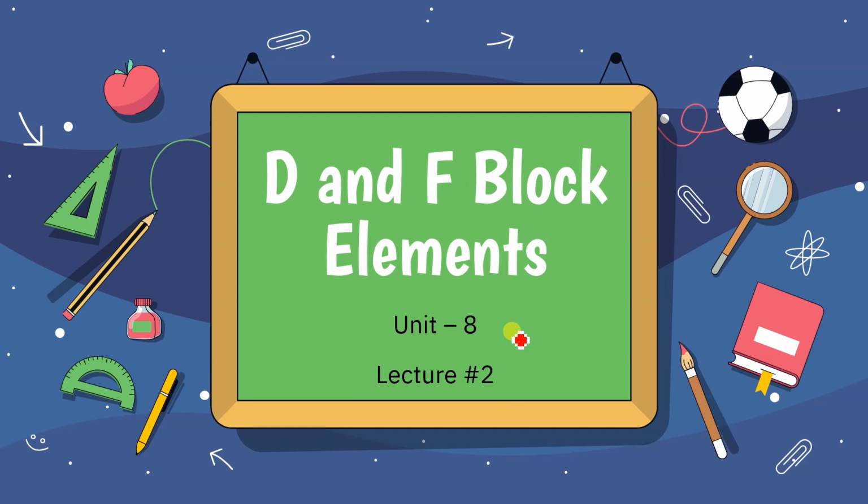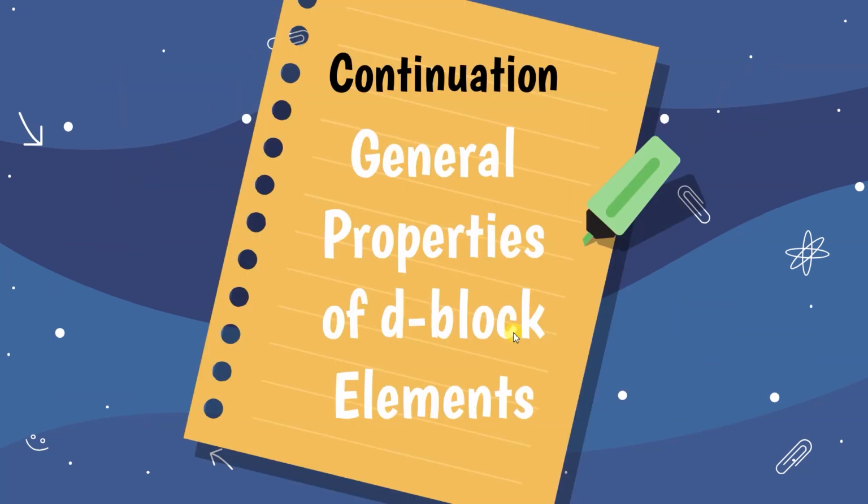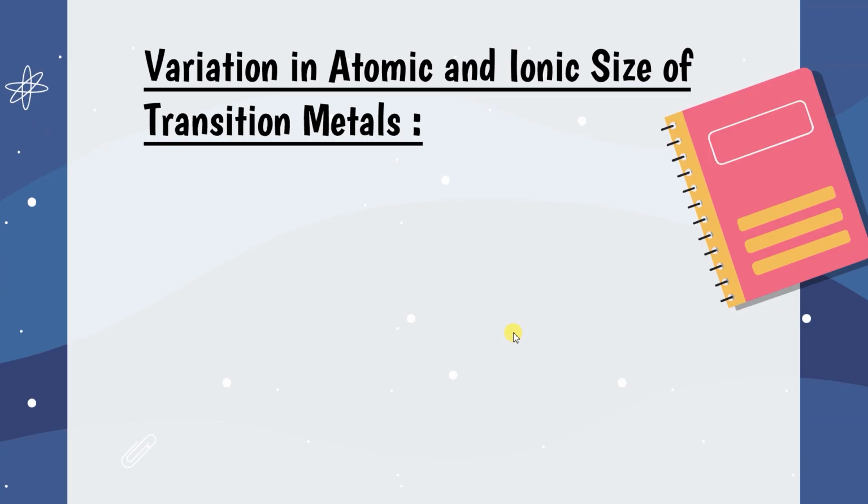Now, in continuation, the next topic is general properties of D block elements. This is the variation in atomic and ionic size of transition elements. How do the atomic and ionic size vary in a period for the transition elements? It is a general trend that whenever we move left to right, since atomic number increases and hence effective nuclear charge increases, atomic radii keep on decreasing.